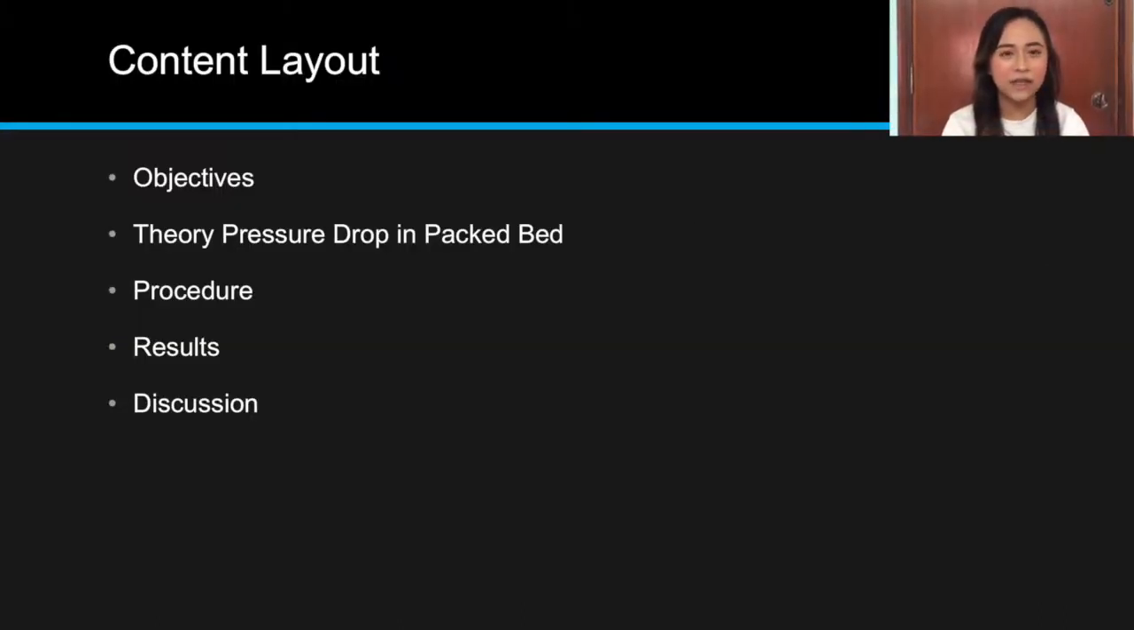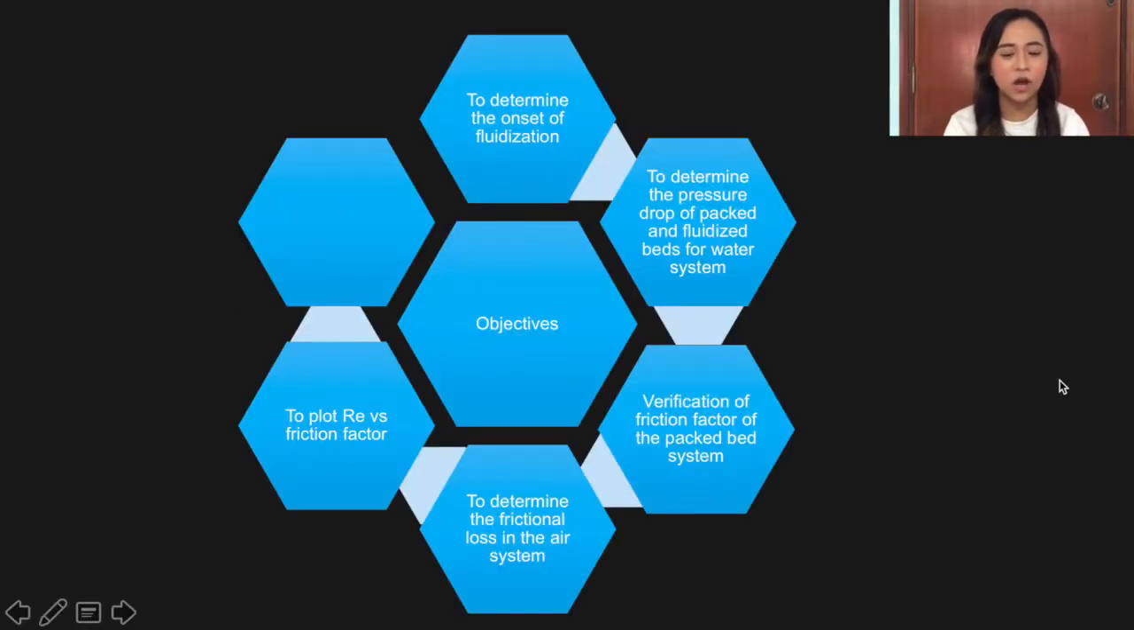Firstly, I will discuss the objectives of this experiment. So, the objectives of this experiment are to determine the pressure drop of packed bed and fluidized beds for water system. Secondly, to determine the onset of fluidization. Thirdly, to verify the friction factor of packed bed. Fourth, to determine frictional loss in air system. And lastly, to plot Reynolds number against friction factor.